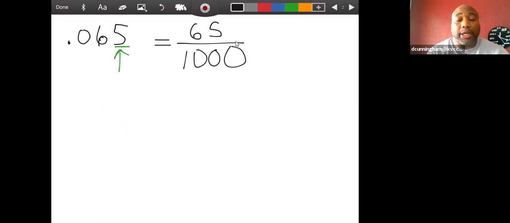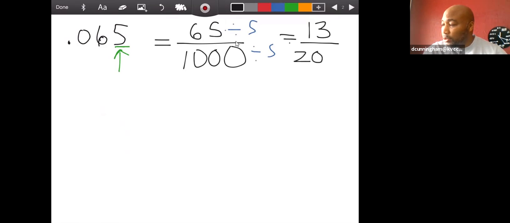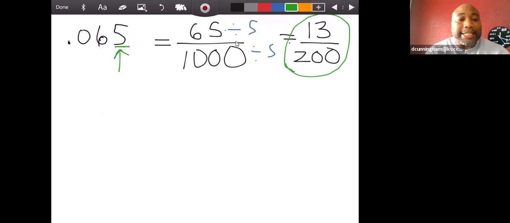Now we know we're not done because we must always simplify our fractions or reduce them. So one number that can go into both of these is 5. And so if I divide both by 5, I will end up with, in this case, 13 over 200. And it looks like that's my reduced or simplified fraction. So I'm just going to circle that. So what is this saying? This is saying that 65 thousandths is equal to 13 over 200.